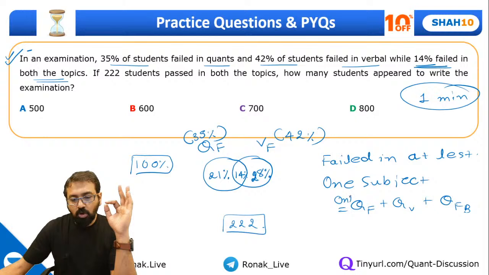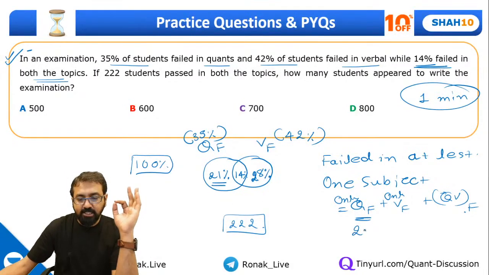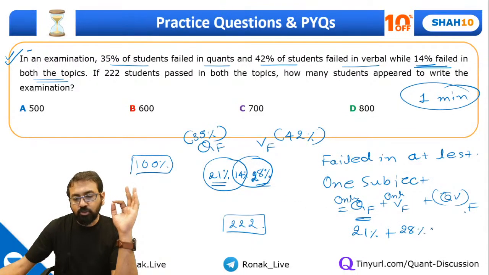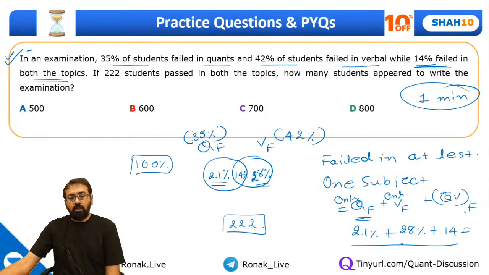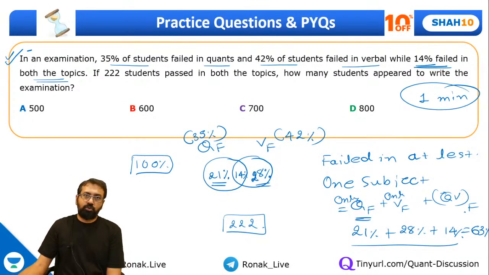Okay, only quant, only verbal, failed in both. So this will be fail in quant, fail in verbal, fail in both, right? So how many students have failed only in quant? 21%. How many students failed only in verbal? 28%. And how many students failed in both? 14%. So what is this total? So this will come out to be what? 49% plus 14%, that is 63% failed in at least one.